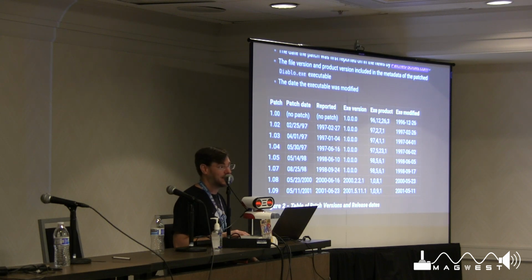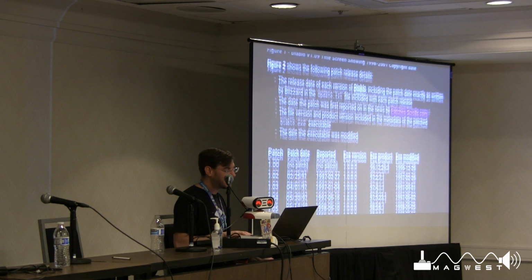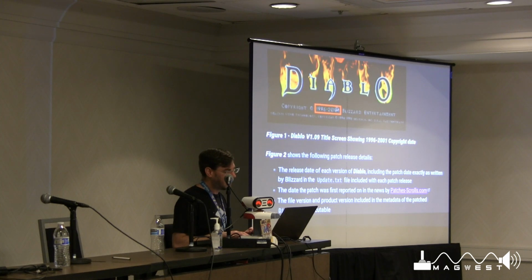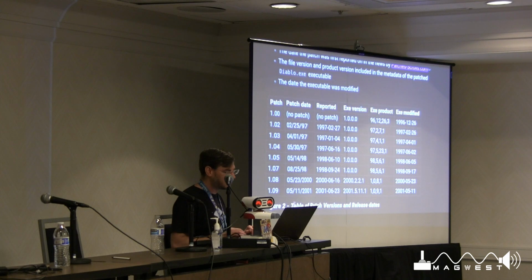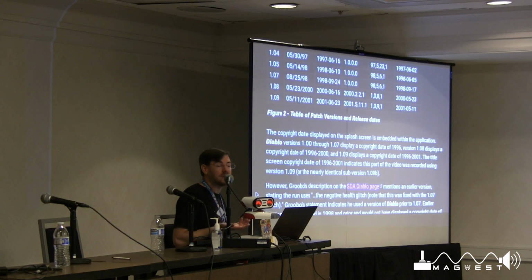I didn't. I had forgotten it existed. Turns out it's still on the internet somehow, magically. This has every single bit of information for every release. And one of the things we could tell is that at the bottom of the screen, the title screen says 1996 to 2001. And the version that was displayed was, in fact, 2001. This tells us that we know this was version 1.09 that was in the screenshot. Okay, so we've now established that Grubo used the most recent version of Diablo.